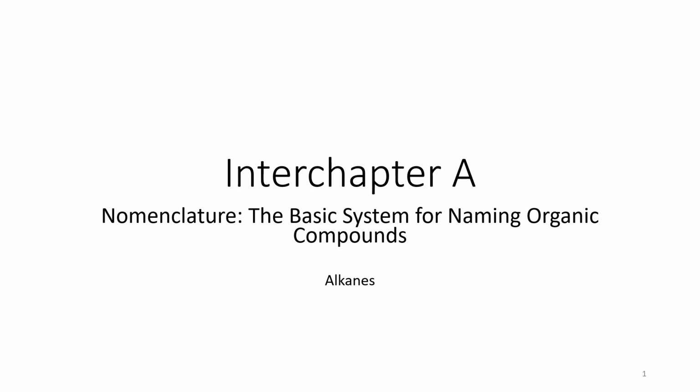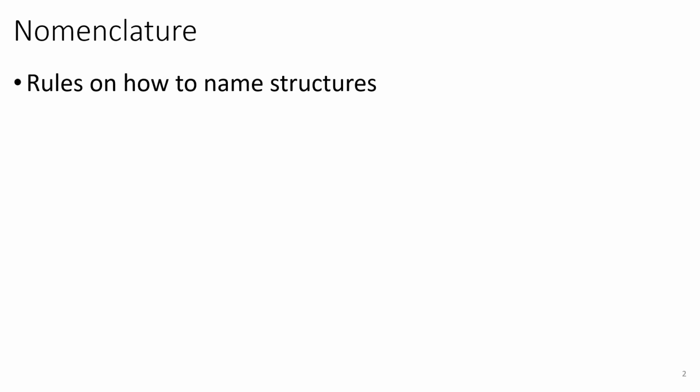In Interchapter A, we're going to be talking about nomenclature and the basic system for naming organic compounds. In this first group of slides, we're going to focus on alkanes. For nomenclature, we're going to be looking at the rules on how to name structures.